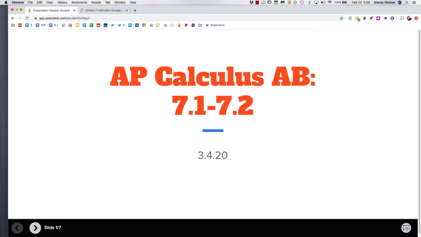Hello everyone! Today we're going to do a little review of 7.1 and 7.2, hopefully clarify some things about slope fields and make this a little bit easier for you to identify the slope field graph with its equation. We will also practice a couple of AP free response question types so you become more familiar with the format that you'll see on the AP exam.